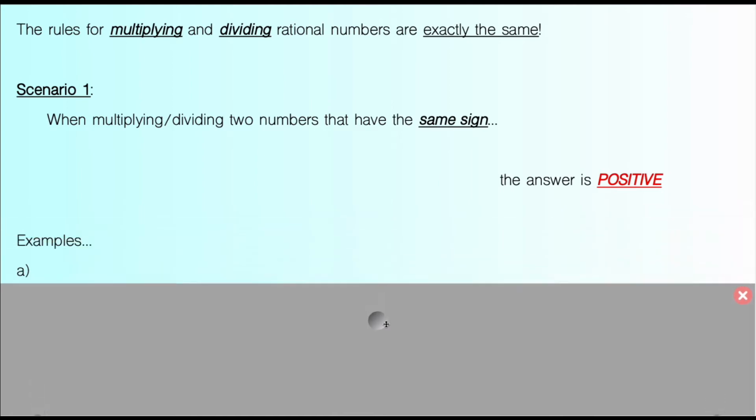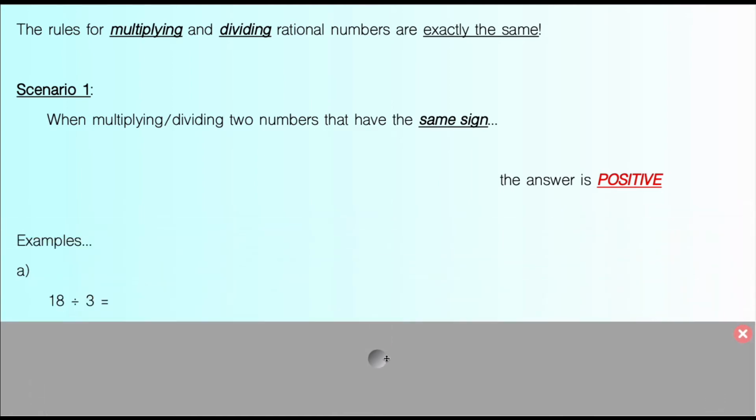So, super duper easy example of that is something that you should all already know. Positive 18 divided by 3. Well, we know when you divide positive numbers, you get a positive answer. 18 divided by 3 is just positive 6. There's not a lot of thought that we need to put into that.